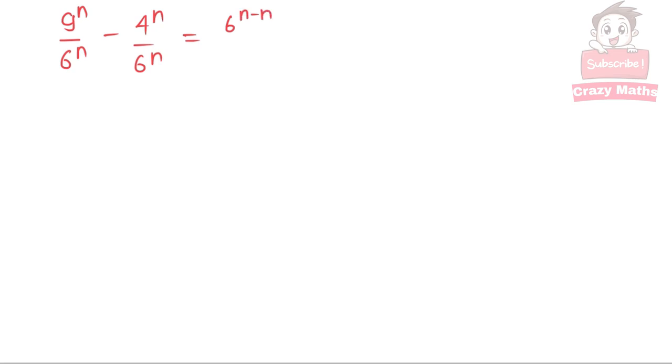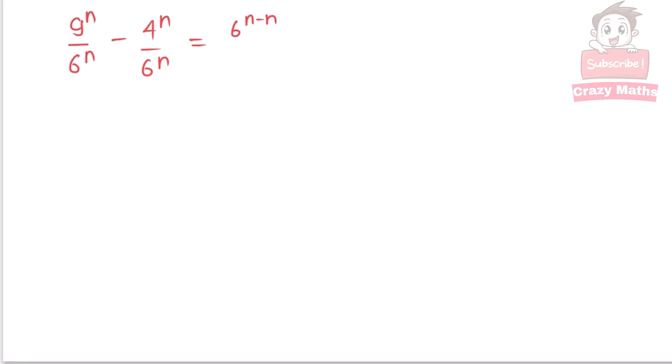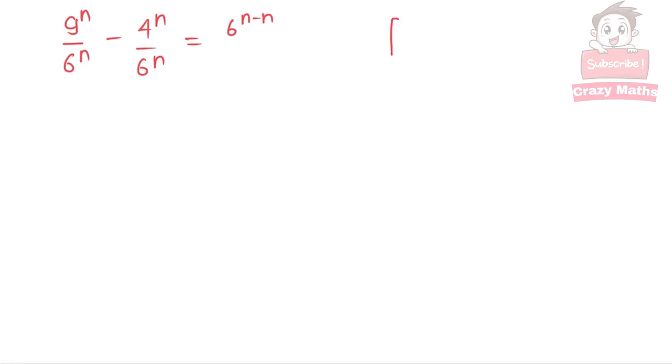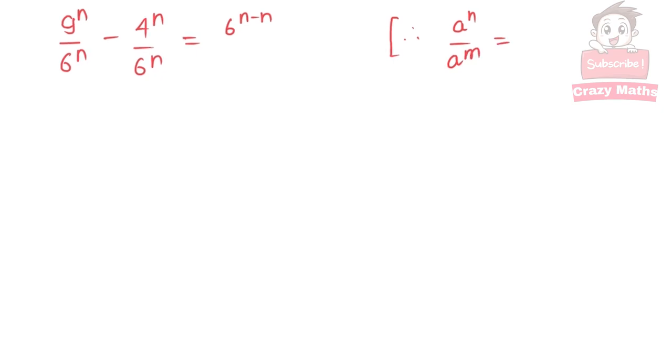n minus n. We know that a power n upon a power m equal to a power n minus m, if base is same. In division case we will subtract the powers, but in multiplication case we will add the powers if base is same.